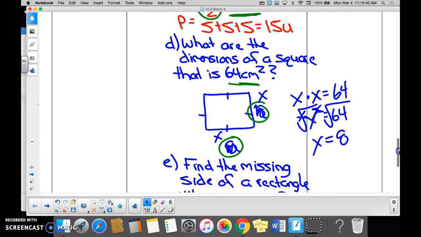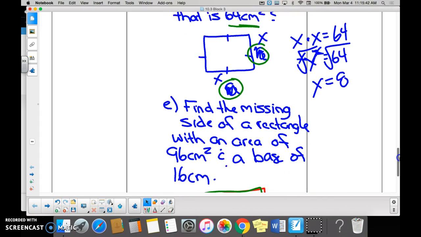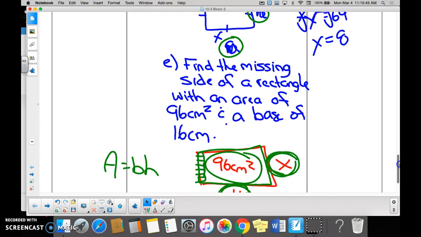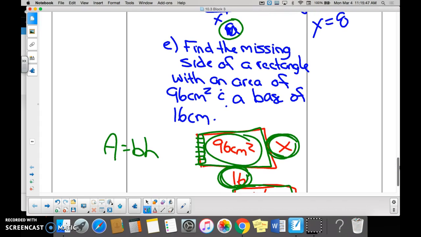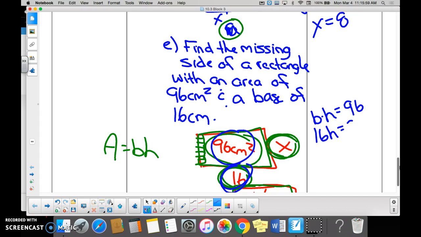Remember our letter E? Same situation, except this time you're given the area of the rectangle and one side. So we're given 16 and we're given 96 centimeters squared, yes, no? So we got base times height is equal to 96. We know that one of the bases is 16, yes, no? So 16h equals 96. We want to get h by itself using our algebra. h is what? 6. We good?